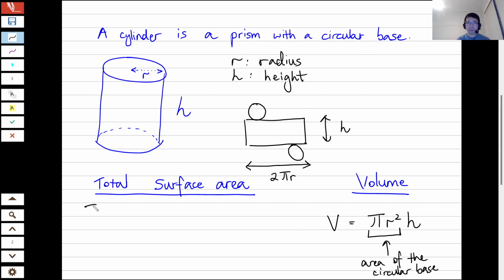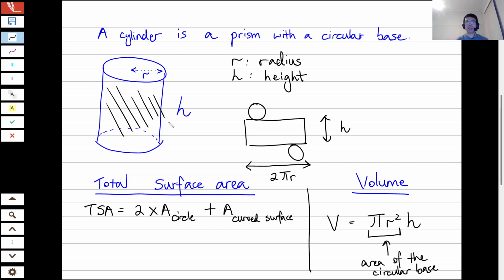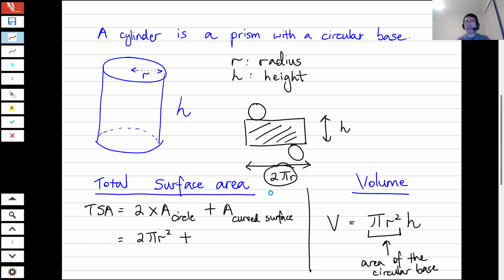So the surface area in total is going to be 2 times the area of the circles, so that's the top and the bottom, plus the area of the curved surface. And that's like the label on your soft drink. So that's the surface in the middle there. We already know the area of a circle. It's pi r squared. And this area here is length times width. So it's 2 pi r times h.